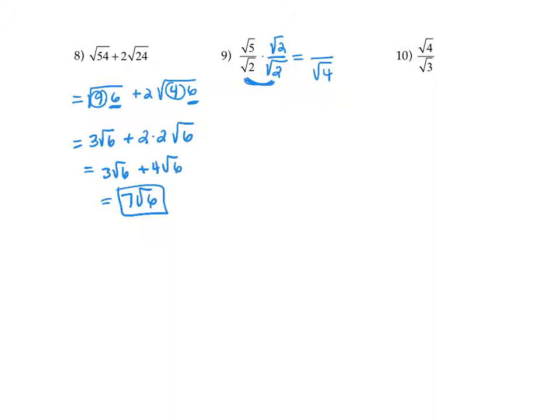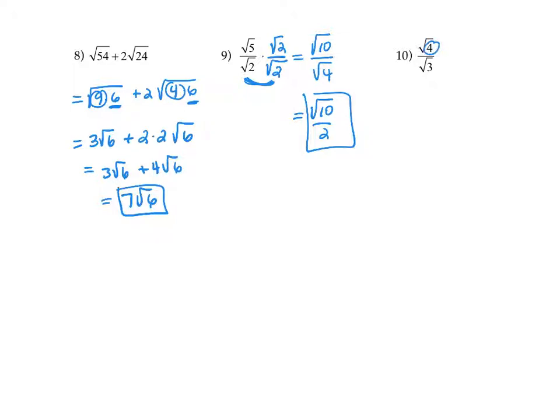So that's why we wanted to multiply by the square root of 2, because the square root of 2 times the square root of 2 becomes the square root of 4. On the top, the square root of 5 times the square root of 2 is the square root of 10. And then this simply would become the square root of 10 over 2. Final answer. In number 10, I want you to take a look at that numerator really quick.